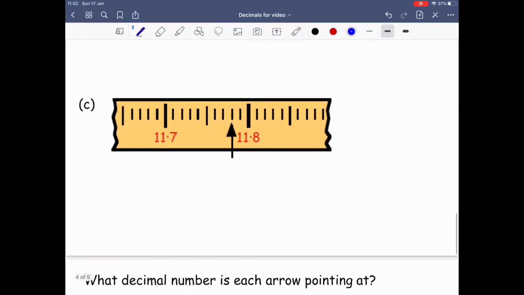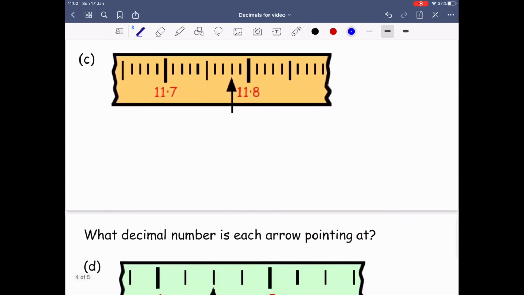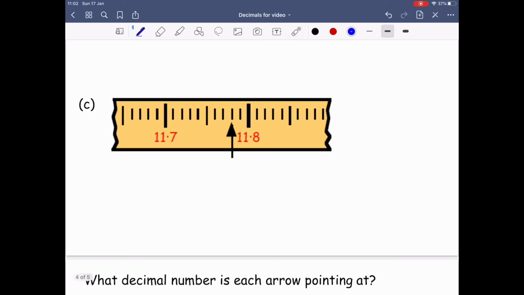The next one looks really similar, but it's actually slightly different. Once again, we have 10 sections. Previously we were going up in 0.1. So we were thinking if that's 11.7, this would be 11.8, 11.9, 11.10, which isn't a number. So we were going up in 0.1s. But I said that this one would be 11.8, which is incorrect, because this here is 11.8. So that one there can't possibly be 11.8, so let's get rid of that.